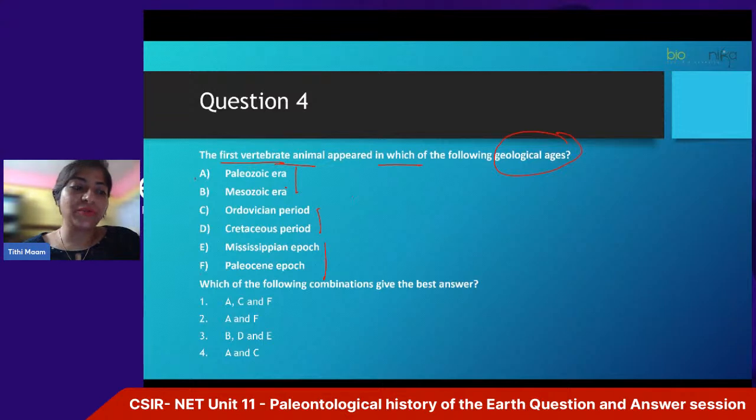Sunshine, excellent. So far, only Sunshine has given the correct answer. But still not working. Okay. So check your internet speed one time, and if it is all right, then join back.